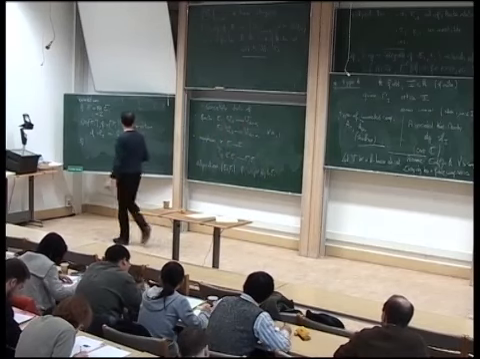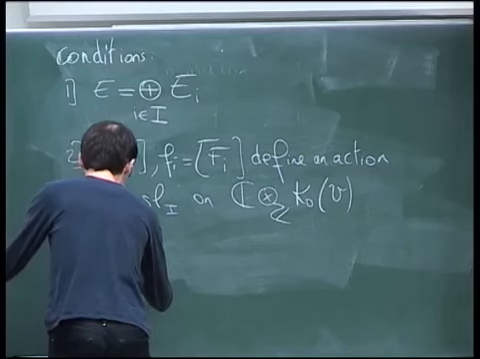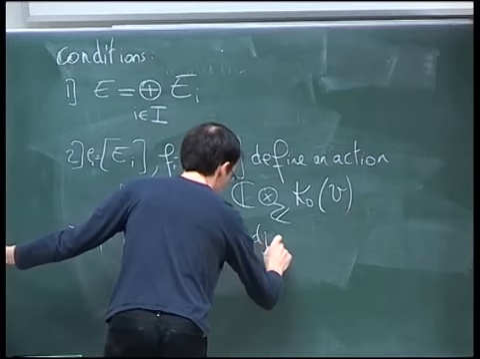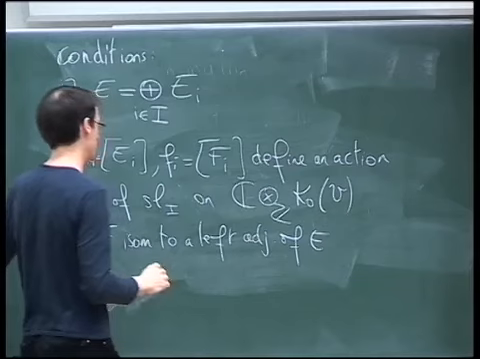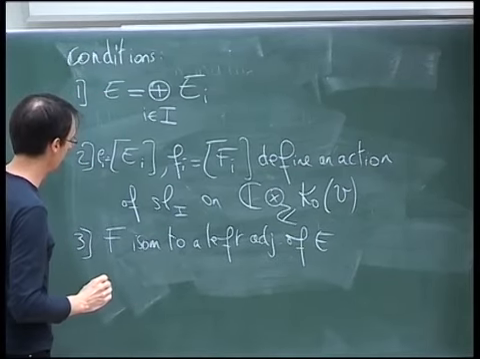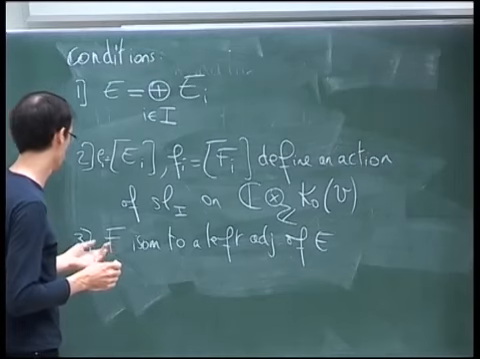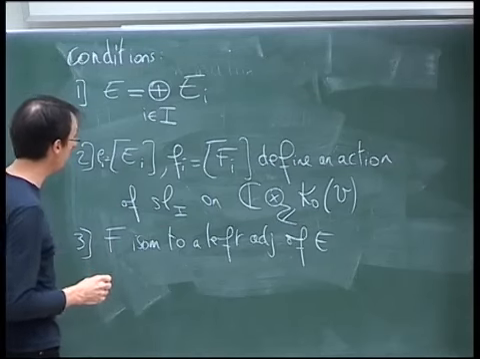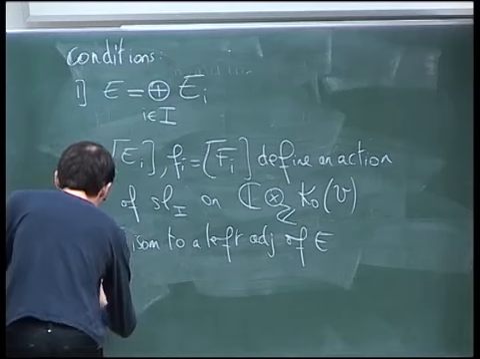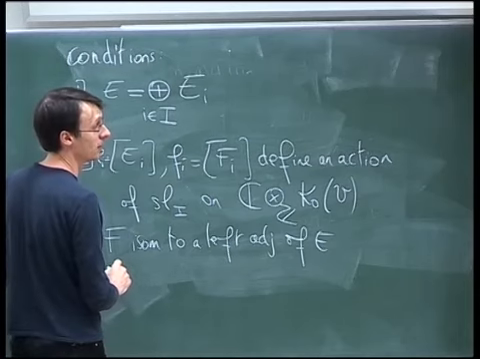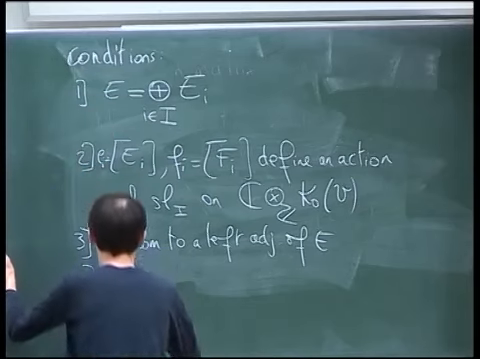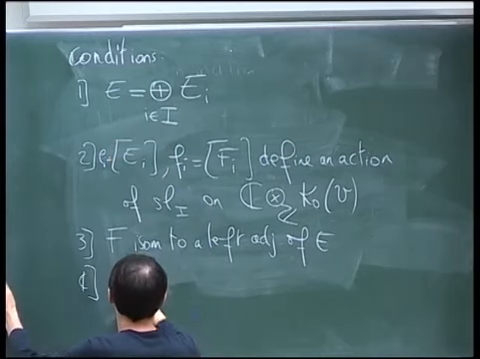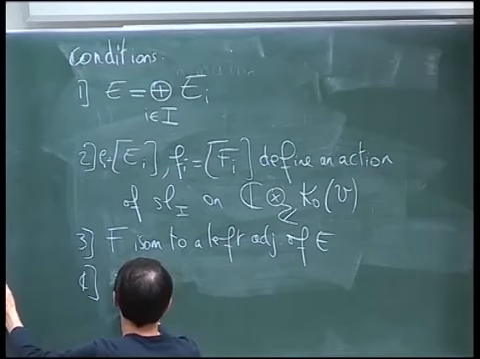One thing is that F should be isomorphic to a left adjoint of E. So it's a slightly funny way to put it. It means that we don't want this isomorphism to be part of the data. It's just that F should happen to be left adjoint. And the fourth part is that we should have Hecke relations, X, T. So the degenerate affine Hecke relation.